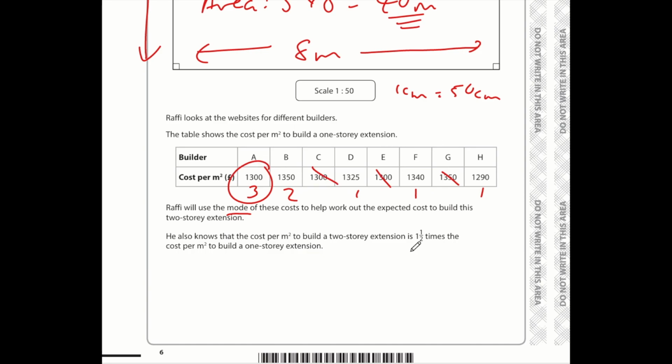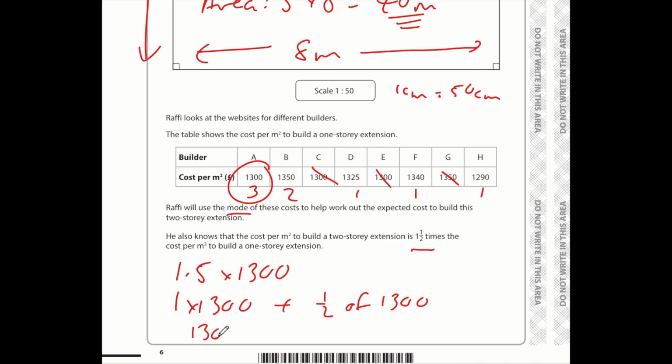And we've been told 1.5 times. So what is 1.5 multiplied by 1300? Well, that's the same as 1 lot of 1300 plus a half of 1300. So 1 times 1300 is 1300, half of 1300 is 650. 1300 plus 650 is 1950. Okay, so this is the cost per square metre.